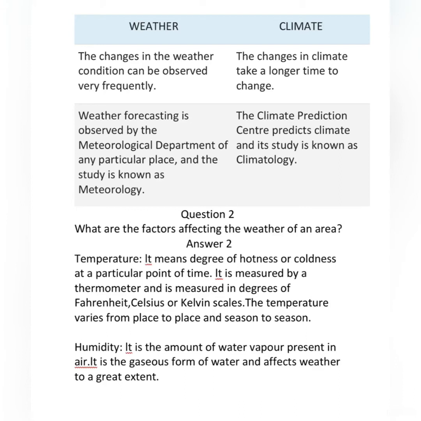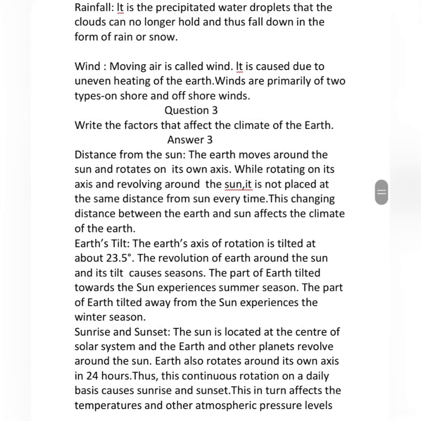What are the factors that affect the weather of an area? Temperature, wind speed, humidity, and rainfall. These are the factors that affect the weather of an area. Temperature. Temperature is the degree of hotness or coldness at a particular point of time. It is measured by using a thermometer and it is measured in Fahrenheit, Celsius, or Kelvin scale. Temperature varies from place to place and season to season.